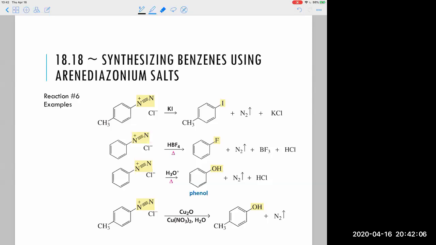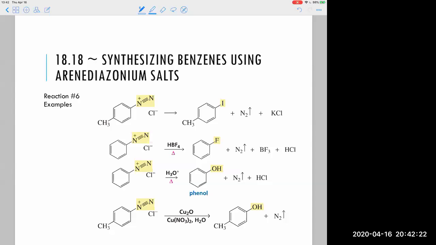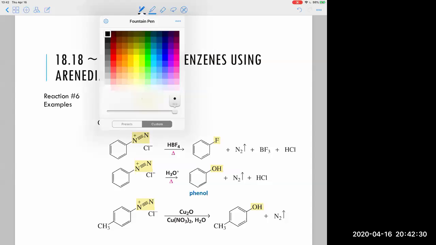There's one more reaction that I want to add on. It wasn't in the slides, but I think it's really, really important. It's in your book. And that's how you chop off that diazonium group altogether. Okay? So for the sake of having room, I'm just going to replace one of these existing reactions here.